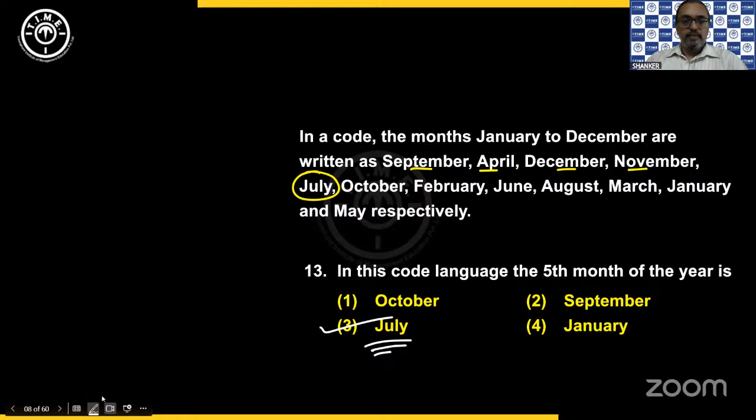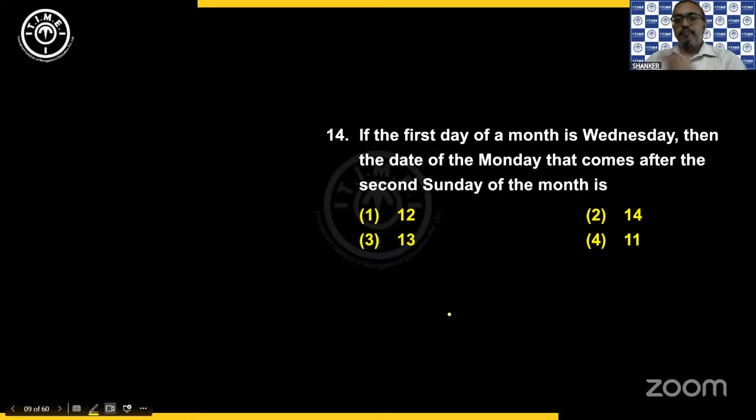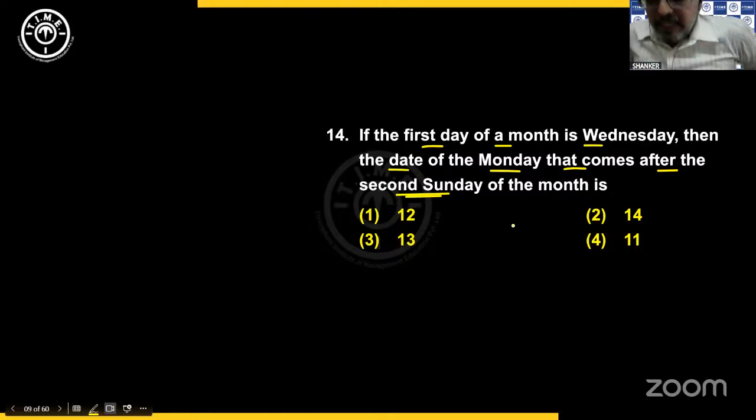Okay. Then next, yes. Now the first day of a month is Wednesday. Then the date of the Monday that comes after the second Sunday. Means you need in that month which day is the second Monday. Correct? So I need to know when will be the first Monday. First, Wednesday is the first day.